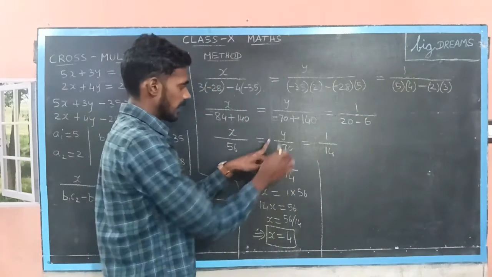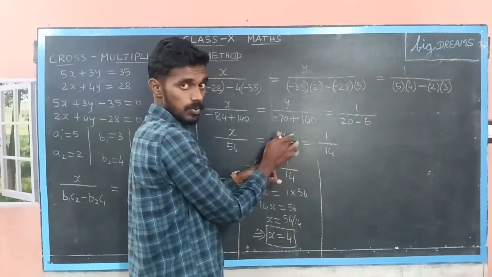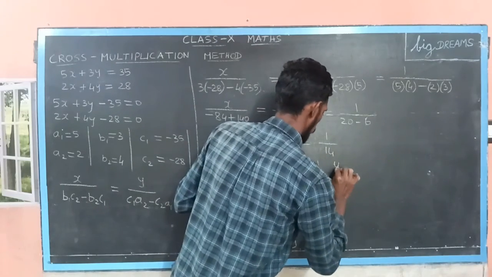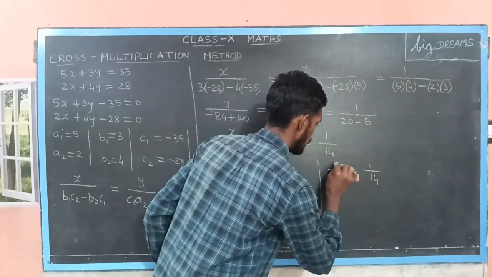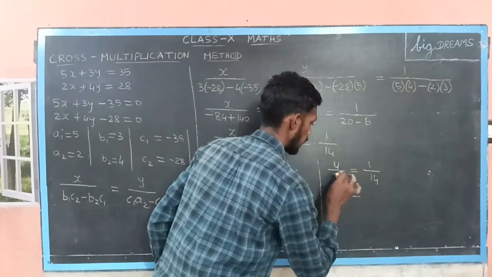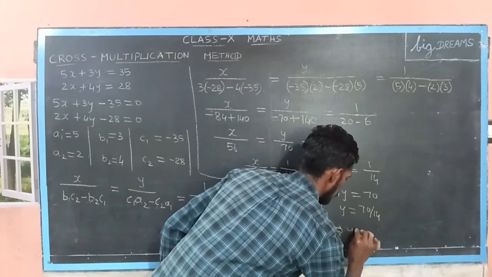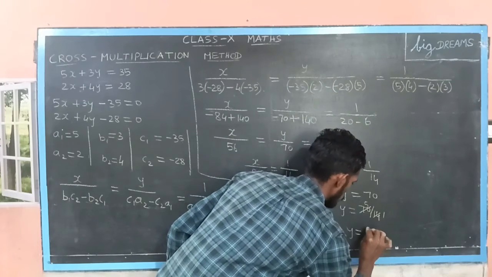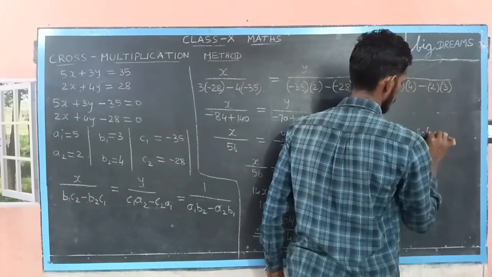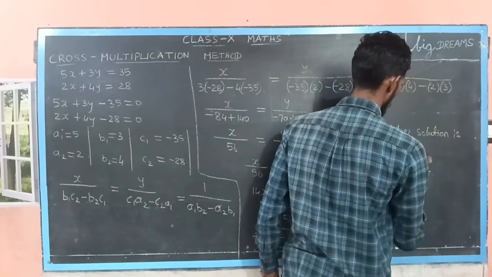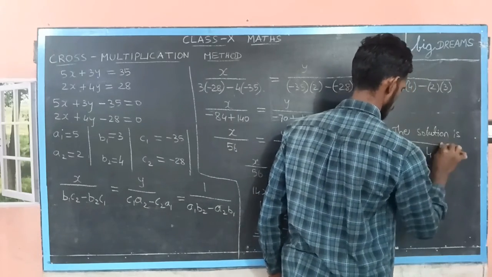Then it is having a y term. When I equate this term with this constant term, we will be able to find the value of y. So I am going to pick these two things. y by 70 is equal to 1 by 14. Okay. So just cross multiply it, which is 14 into y is equal to 1 into 70. So y is equal to 70 divided by 14, which gives the value of y, 14 fives are 70. So the value of y is 5. Clear? Thus, the solution is x is equal to 4, y is equal to 5.